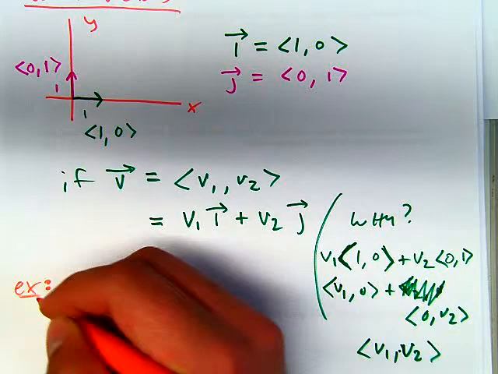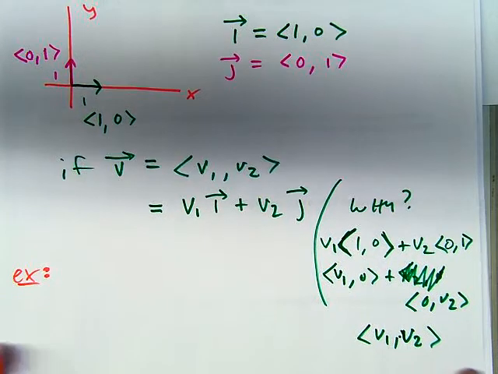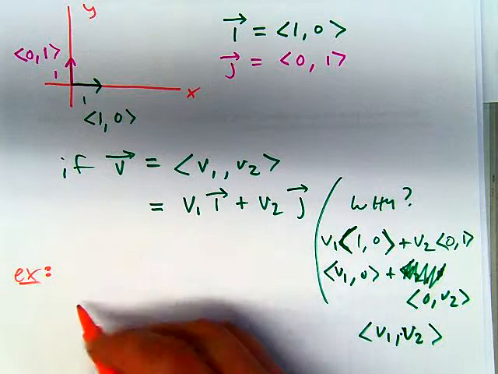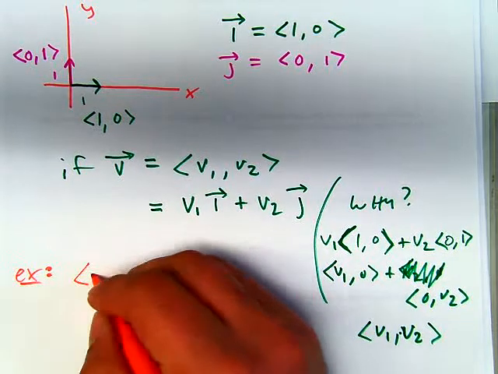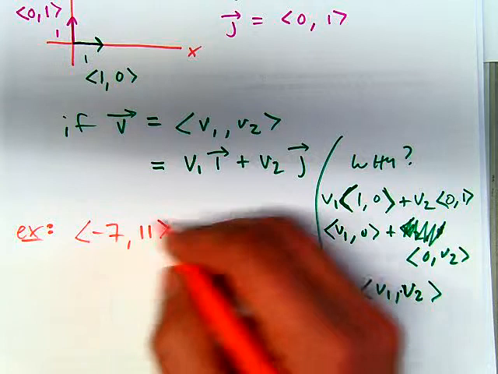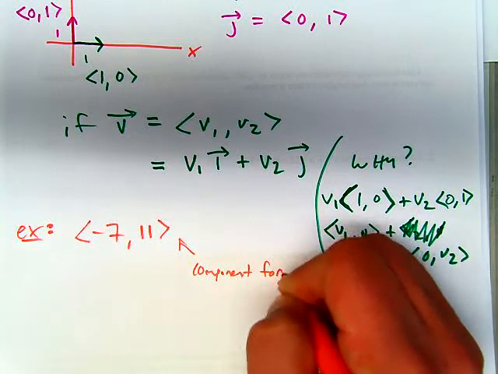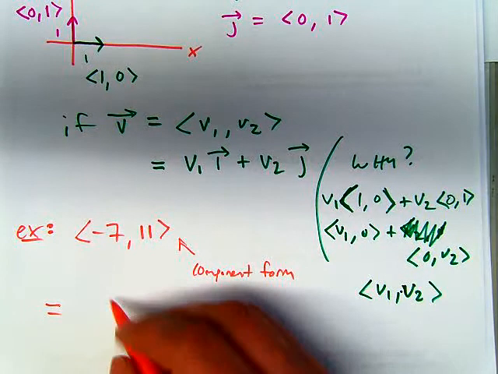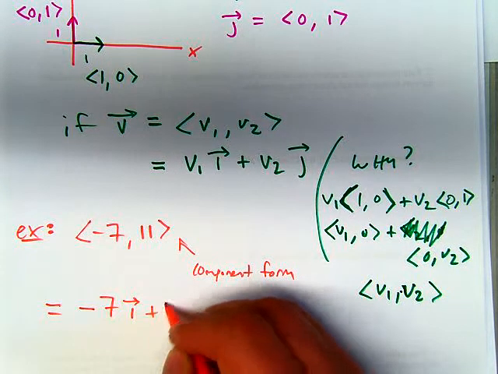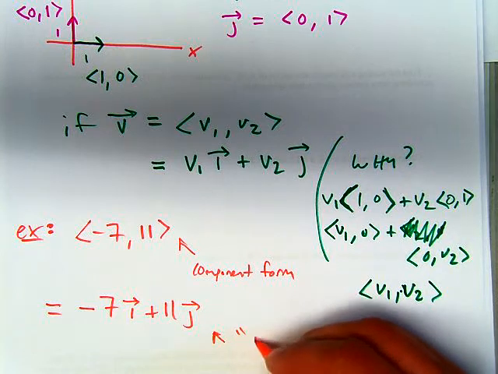It's kind of like when we had logs and stuff like that. You had different ways of writing the same thing, and it meant the same exact equation. With vectors, so if I have negative 7, 11 as the vector in component form, if I wrote it in ij form, that'd simply just be negative 7i plus 11j. So this is what we call ij form.